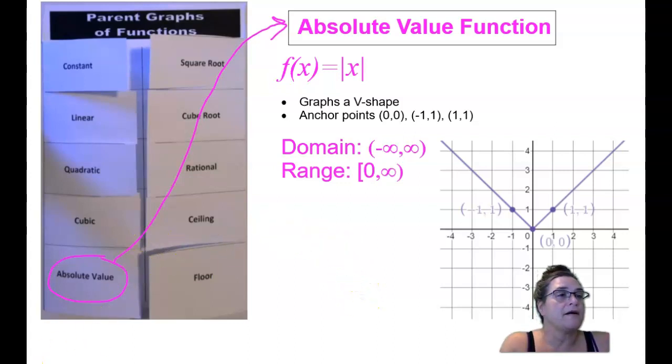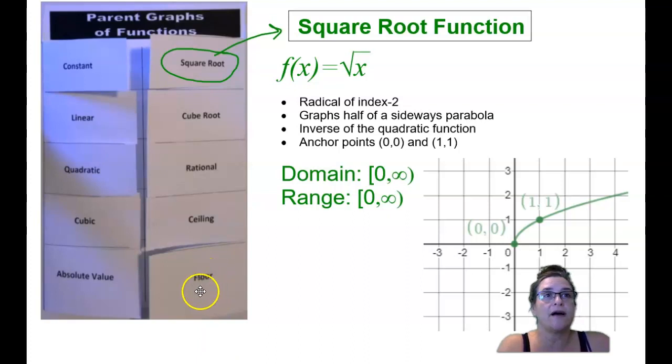Okay, then our next set of parent graphs that we want to consider are the radical functions. There are 2 radical functions that we're going to look at today, the square root function and the cube root function. The square root function is a radical with an index of 2. So inside the hook of this square root, there's an invisible 2. We got lazy over the years and quit writing it, but it's still there. So the index is 2, and it's the inverse of a quadratic function.